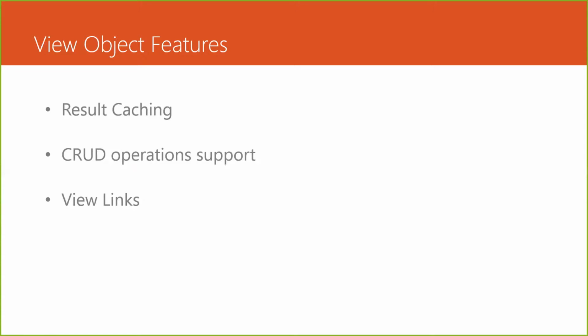Then result caching, which in the architecture we have discussed. There is a query collection which will store the results, and it will try to use the results from that cache instead of hitting the database always. If the data is matching our requirement, it will use it from the cache. So this is the inbuilt implementation of view object. Then the CRUD operation support, just like the EO, it is aware of creating new objects, updating and deleting them. Then view links is again a relationship between view objects.